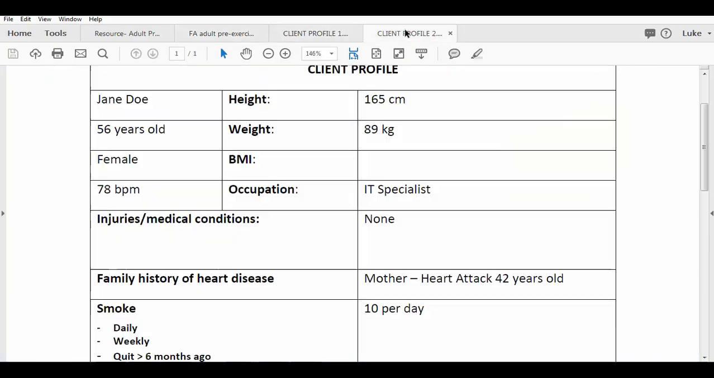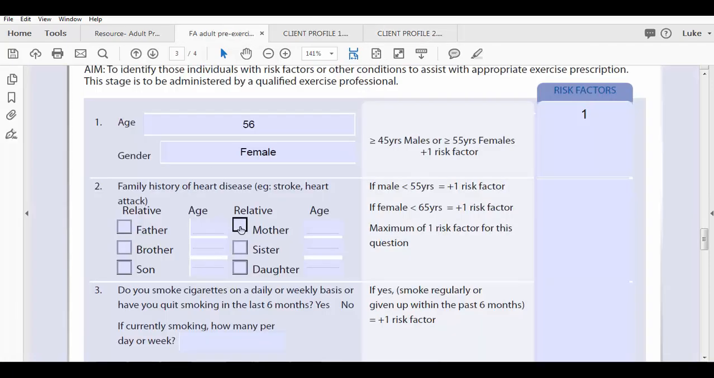Do they have a family history of heart disease? Let's have a look. So mother had a heart attack at 40 years old. So let's put that in. So mother, 42. So mother is a first degree relative. She's a female and she's under 65 years of age. Therefore, should we get a 1 here as well based on family history?